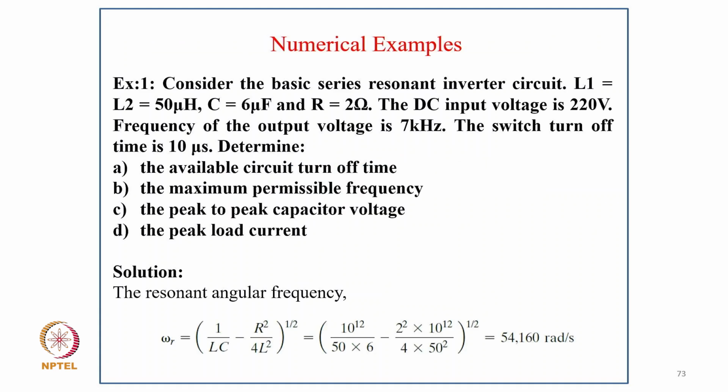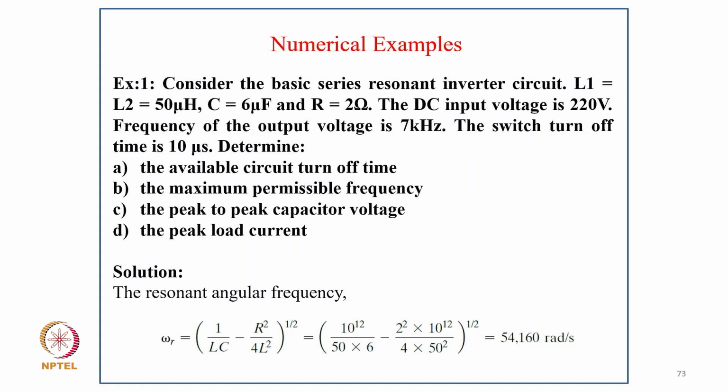Numerical example 1: consider the basic series inverter circuit, L1 equal to L2 equal to 50 microhenry, C equal to 6 microfarad and R equal to 2 ohm. The DC input voltage is 220 volt. The frequency of the output voltage is 7 kilohertz. The switch turn off time is 10 microsecond. Determine the available circuit turn off time, the maximum permissible frequency, the peak to peak capacitor voltage and the peak load current.